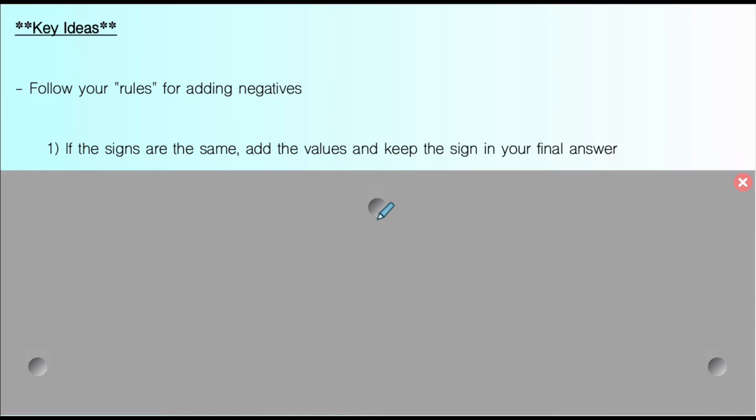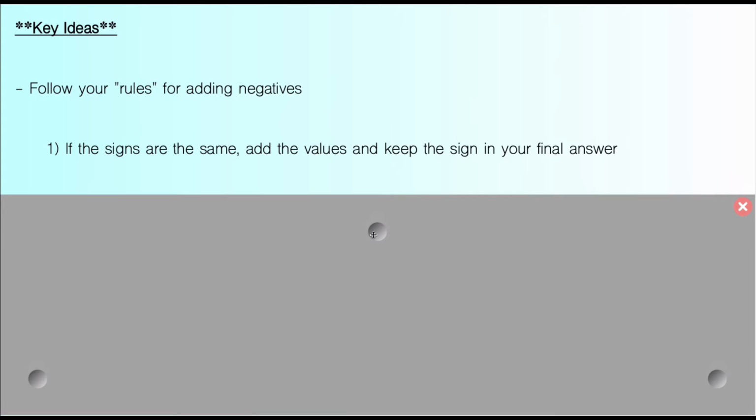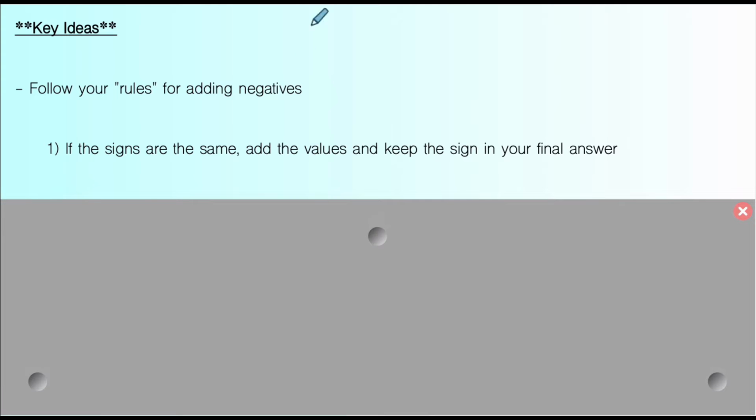So the rules, in case you forgot them: if the signs are the same, and when I say that, I mean if you have a positive plus a positive, or a negative plus a negative, then just add the values and keep that sign in your final answer. 4 plus 7 is 11, and keep it positive because both of those were positive. Negative 3 plus negative 8 is negative 11, and since they were both negative, so should be your final answer.